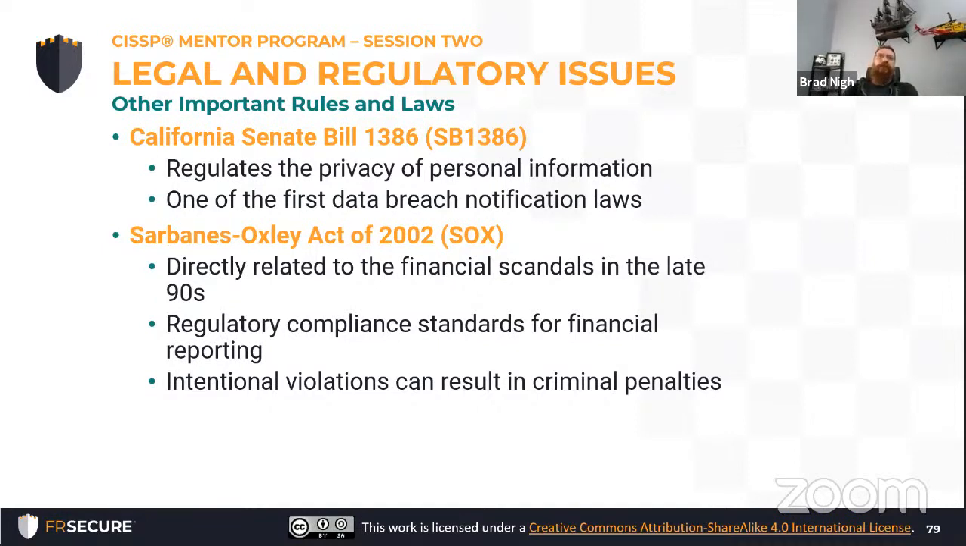Yeah, Sarbanes-Oxley, I apologize, directly related to financial scandals for Enron, regulatory compliance standards for financial reporting, and you can face criminal penalties. You've seen that. And then was it Bernie Madoff just was in the news because he just passed away. So we can thank him for Sarbanes-Oxley.